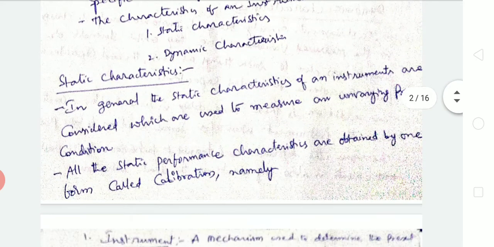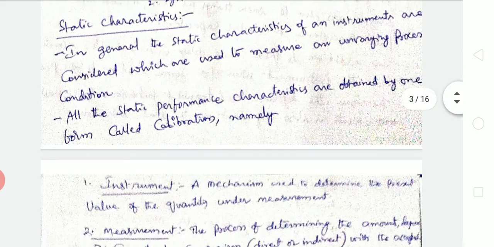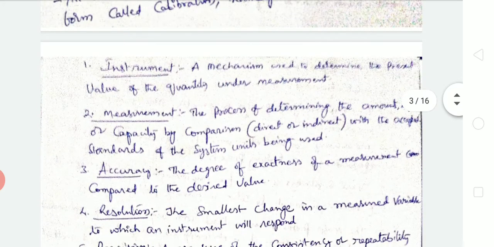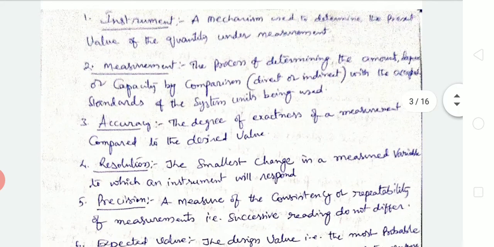Okay, before knowing about the characteristics of an instrument, let us know the small definitions regarding this measurement and instrument. What is an instrument? A mechanism used to determine the present value of a quantity under measurement. What is measurement? The process of determining the amount, degree, or capacity by comparison, either direct or indirect, with the corresponding standards of the system units being used.